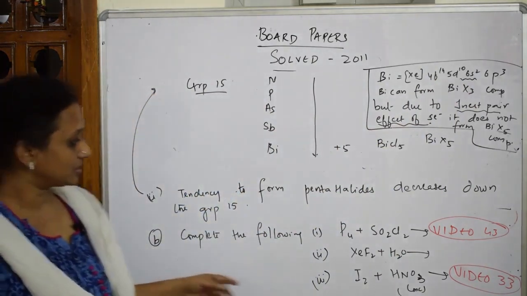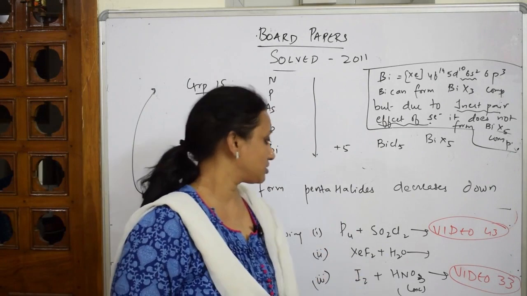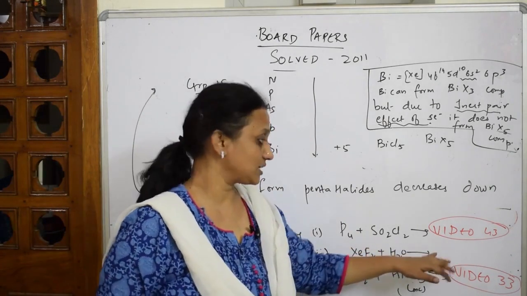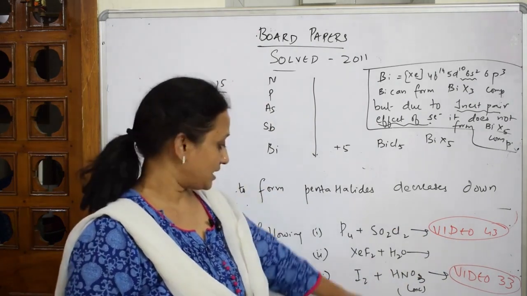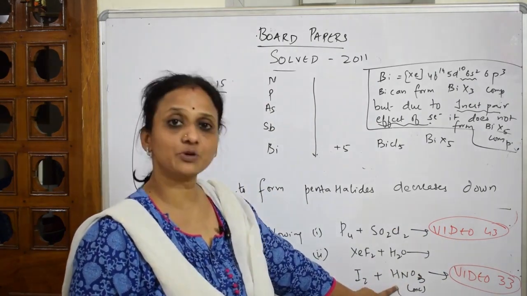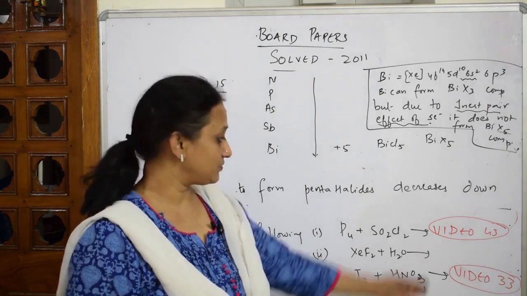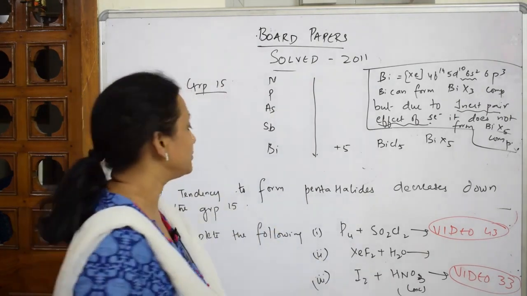Now complete the following. They've given one question, that is P4 with SO2Cl2, sulfuryl chloride, not thionyl chloride. I did this in video number 43. Next, iodine with nitric acid. This is the oxidizing property of nitric acid, which I did in video number 33. Please watch the video. Done.